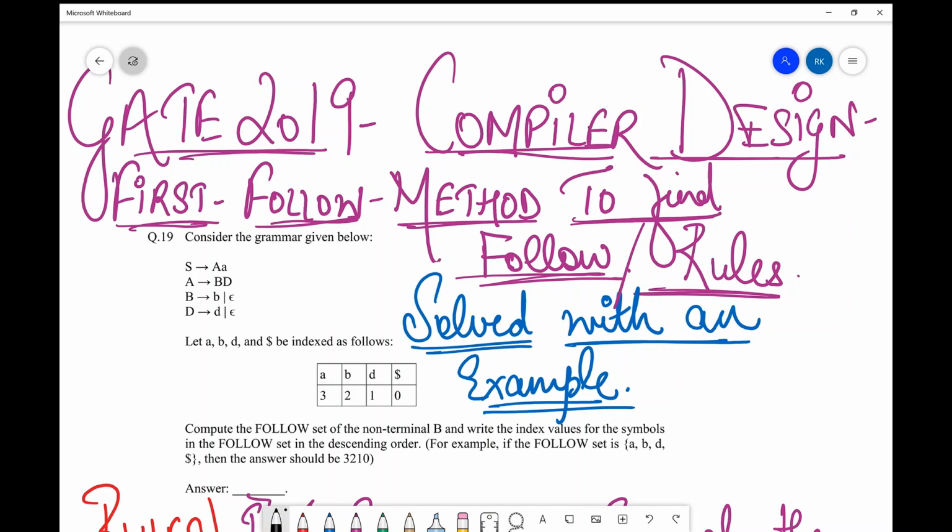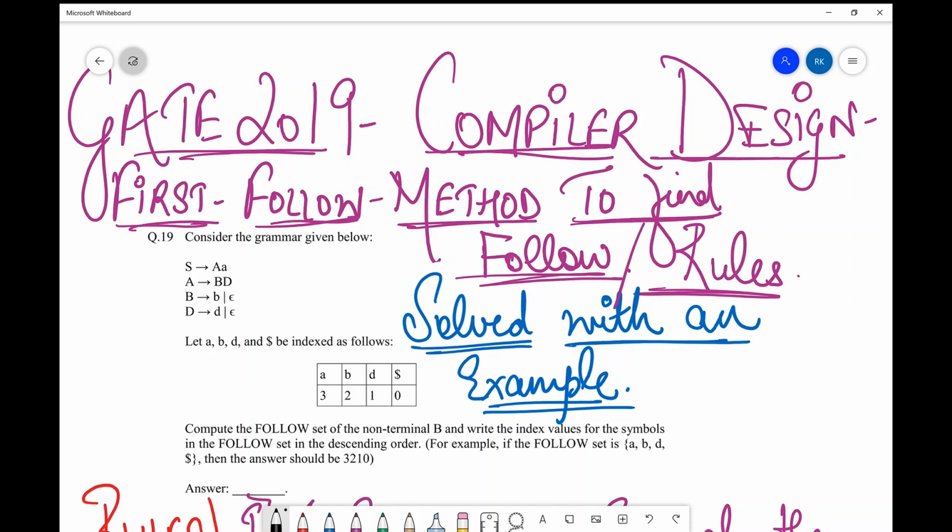So in my previous video, I had discussed the method to find out first, and as you all know, first and follow is a very important topic from compiler design. So if you have grasped how to find first very efficiently, you won't find any difficulty in understanding how to find follow.